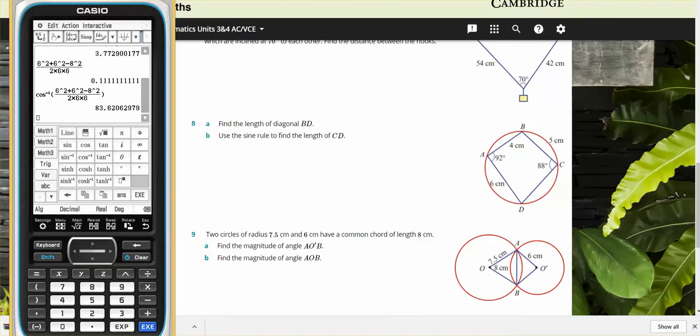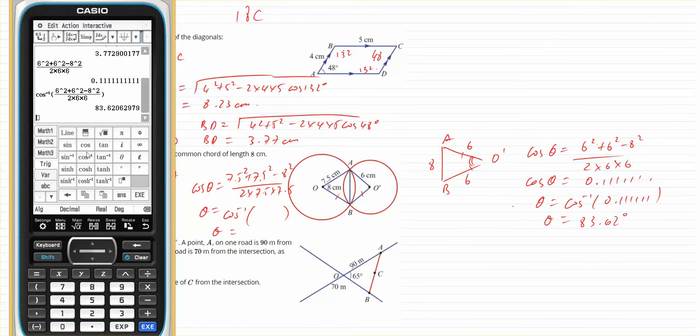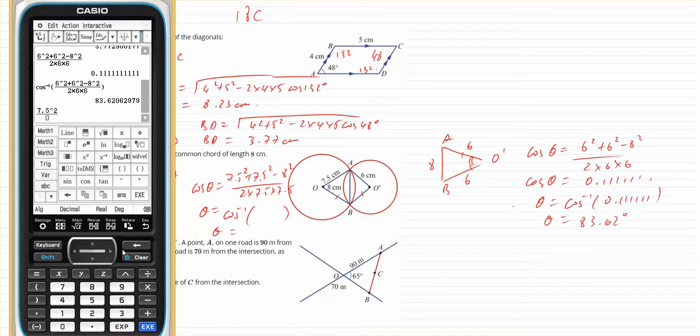So if I go 7.5 squared plus 7.5 squared minus 8 squared minus 8 squared minus 8 squared on 2 times 7.5 times 7.5, and what I'm doing is I want to inverse cos the whole thing.